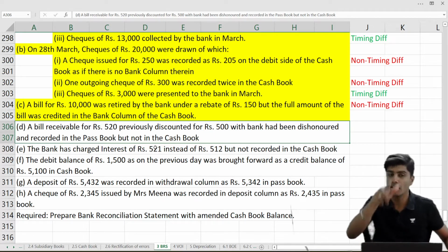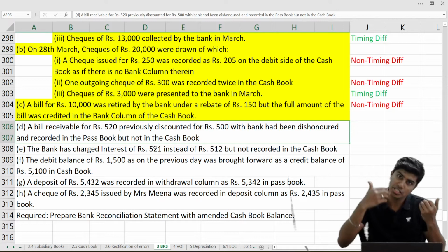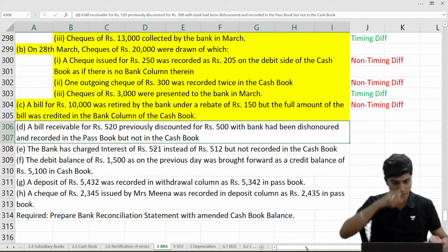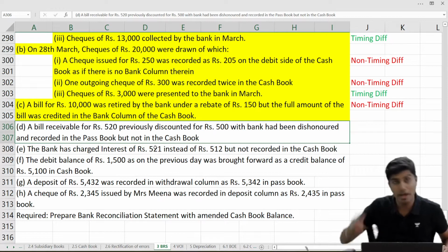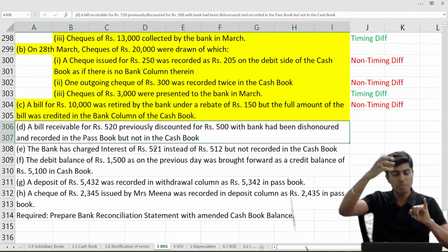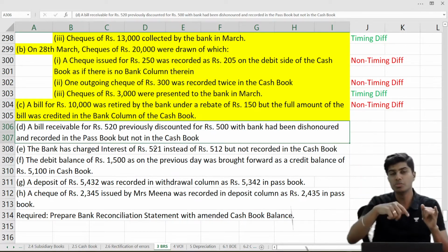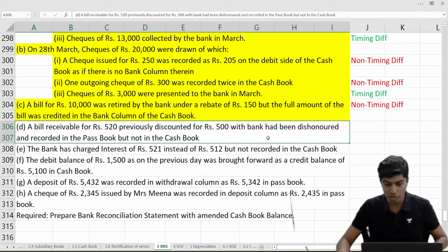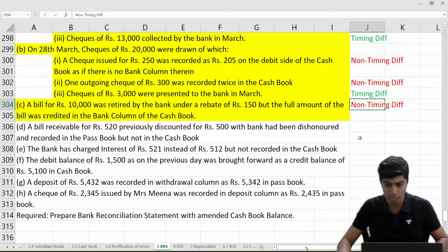How much will the bank cut? 520 rupees of our bank balance has been deducted. So the balance as per passbook has reduced by 520, and this has been recorded in the passbook. So the passbook balance has decreased but not recorded in cash. This is bill discounted dishonored. This has to be recorded in cash. If you haven't recorded it, this is again a non-timing difference.